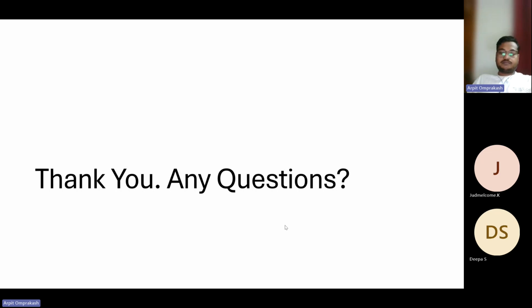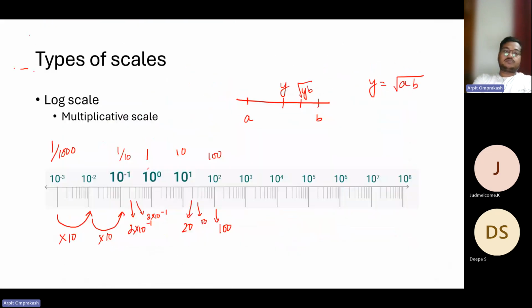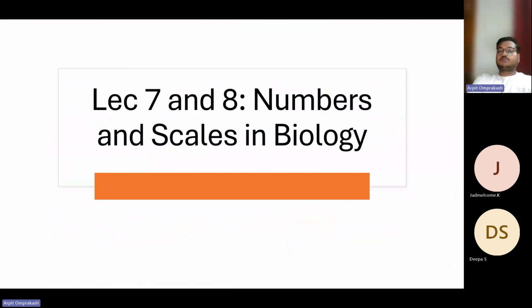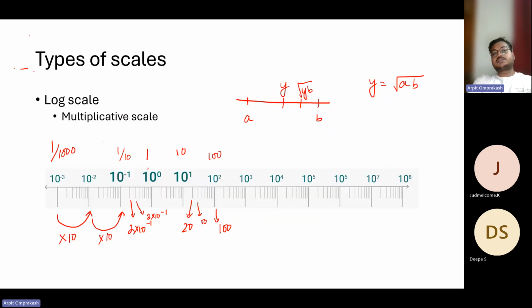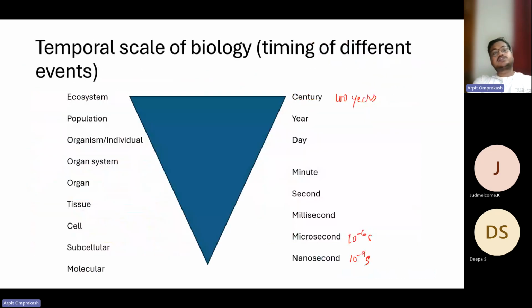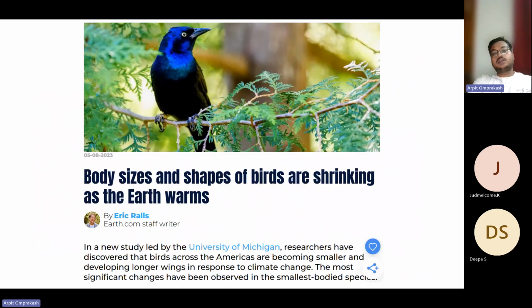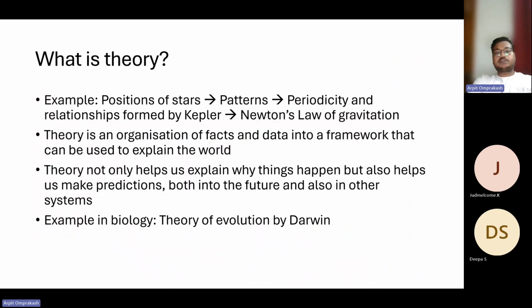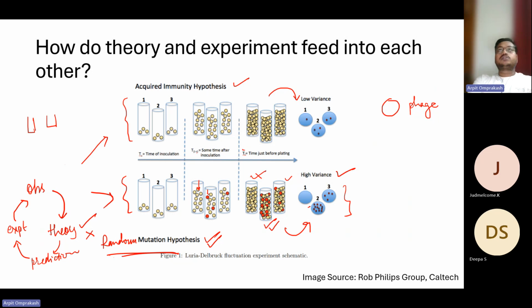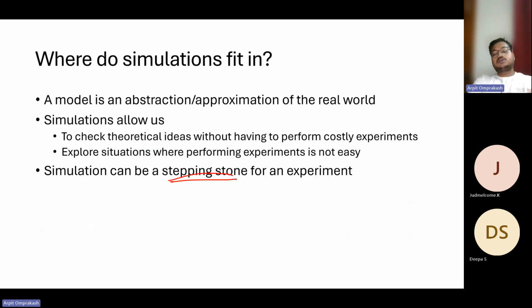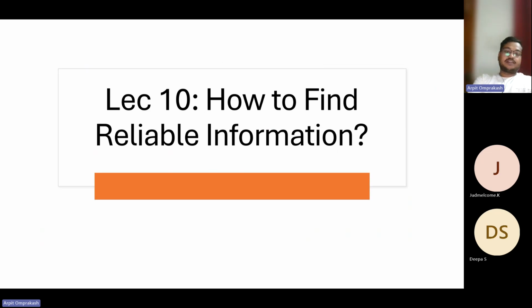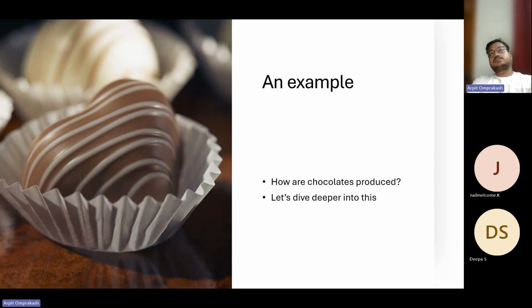So that's it for today. Does anyone have any questions? In today's session, we talked about numbers and scales in biology. So the spatial scale of biology, linear and log scale, temporal scale of biology, allometry. Then we talked about experimentation and theory. What is theory? How theory, experiments, and simulations fit in the broad scope of science. We talked about how we can find reliable information. We looked at examples including Google Scholar and PubMed Central.